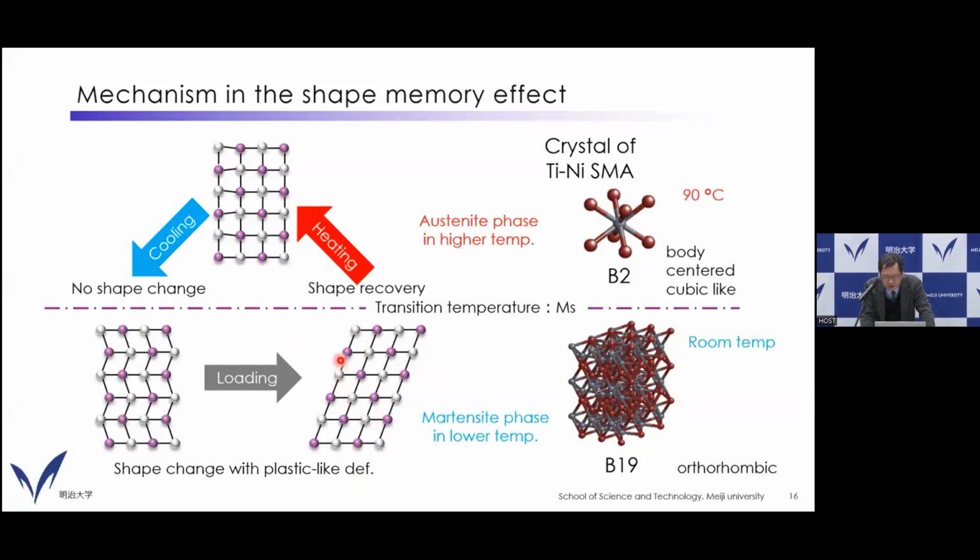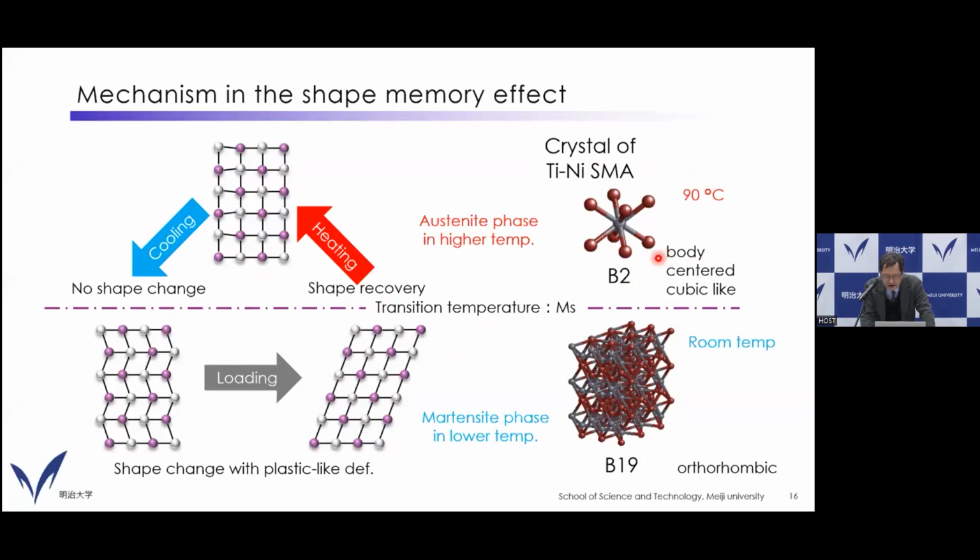We heat it up to the transition temperature so that the crystal transforms from martensite phase to austenite phase. As a result, it comes back to the original shape. That is shape recovery.